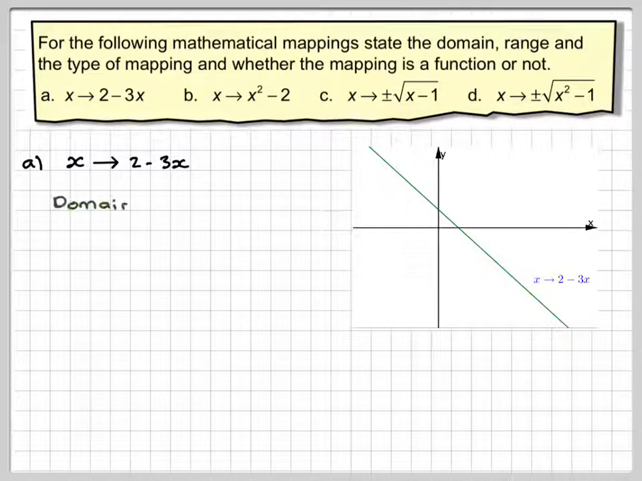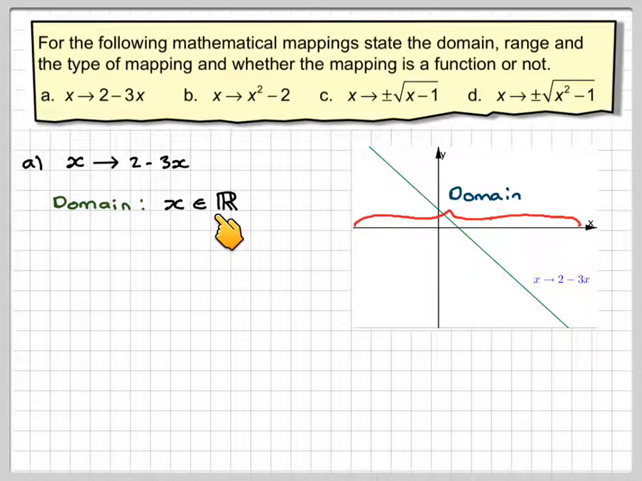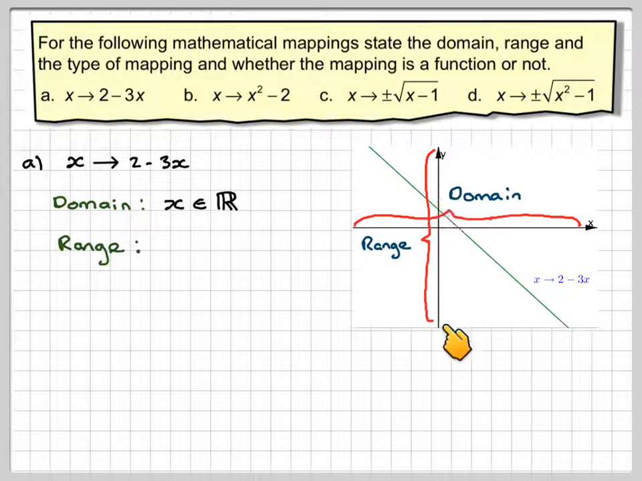Now, the domain is the values of x that I can put into a function. I can put every single value of x into this function, so the domain will be all the real numbers, so x belonging to the set of real numbers. The range is the set of numbers that come out, and that's because this carries on forevermore here and down here forevermore. The range will be all the y values belonging to R, the set of real numbers.